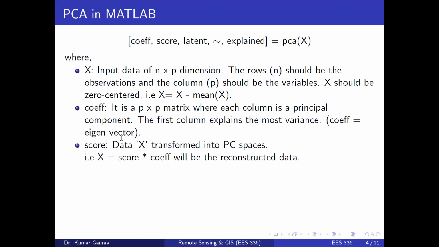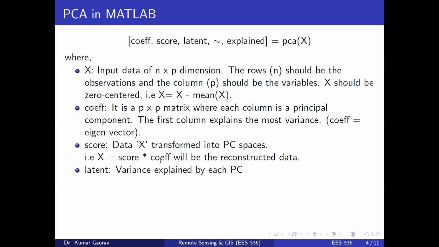And now let us see what score is. Score is something extracted from the initial data, that is x, which when multiplied with the eigenvector will help us reconstruct the data. So score originates from x, and we will use score, multiplying it with the principal components, to reconstruct the newer data set.